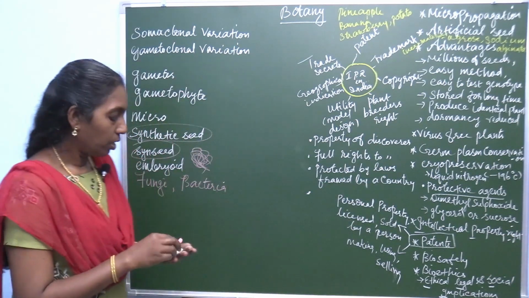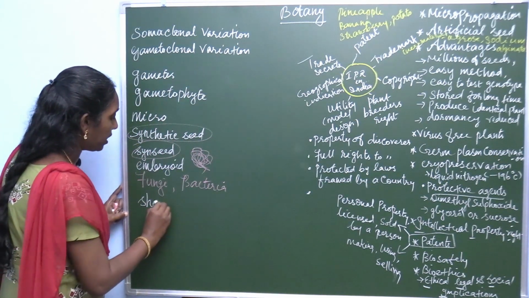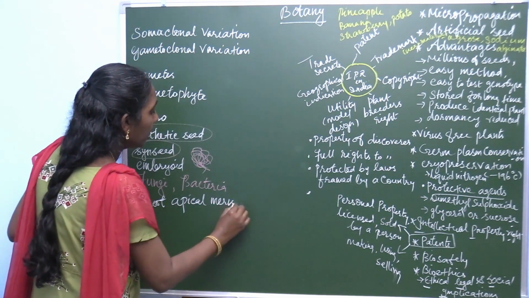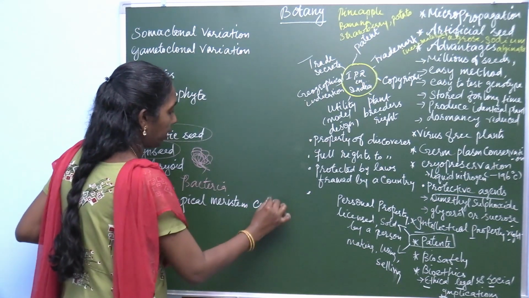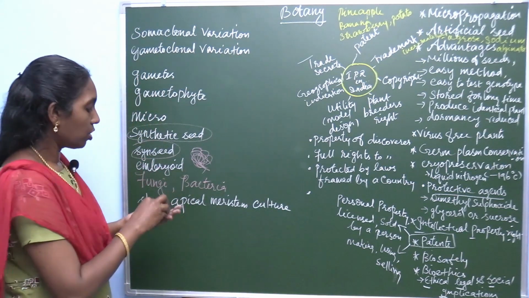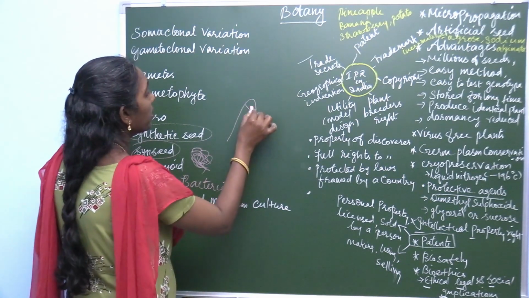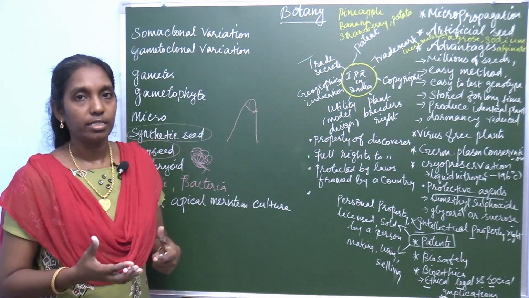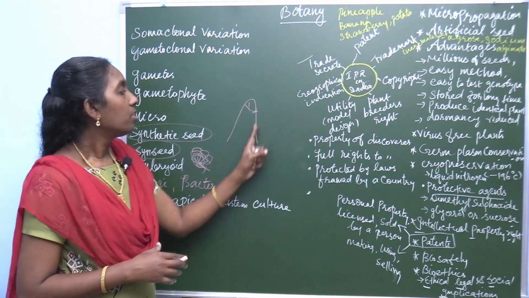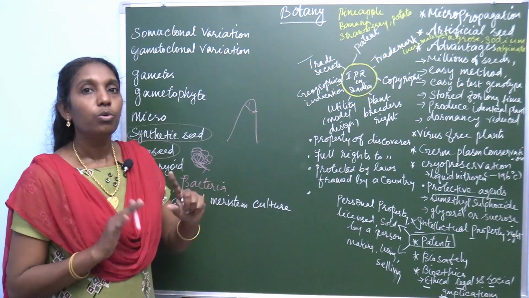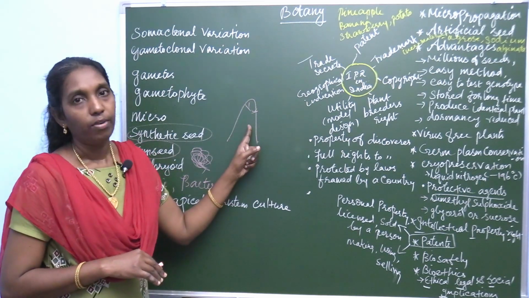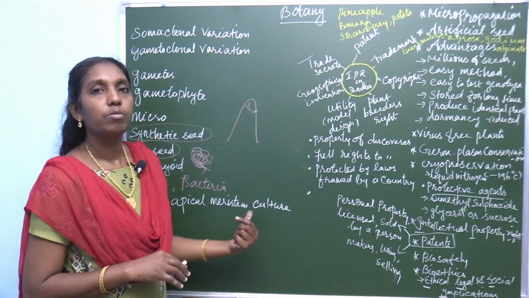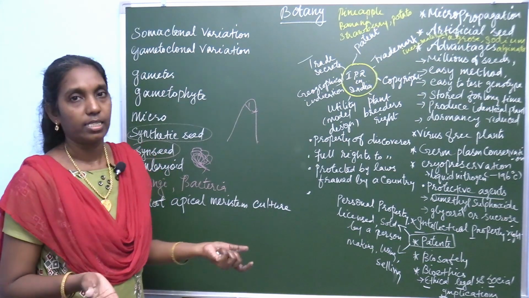It's possible to develop them from shoot apical meristem culture. Here the shoot apex is selected, and from this region the tissues are derived and cultured in the nutrient medium, and this shoot tip is not affected by virus. Because of this reason, the shoot apical meristem is selected for culturing virus free plants.